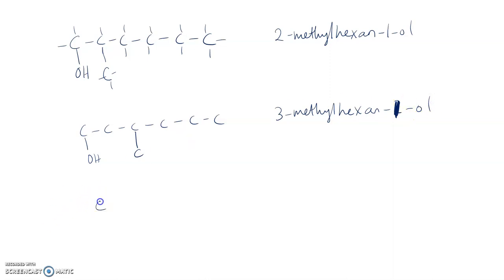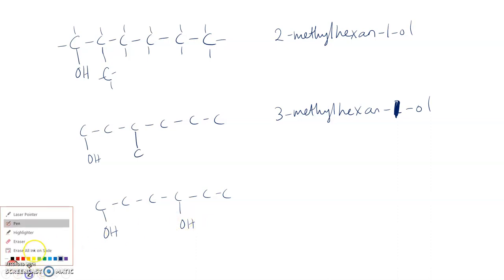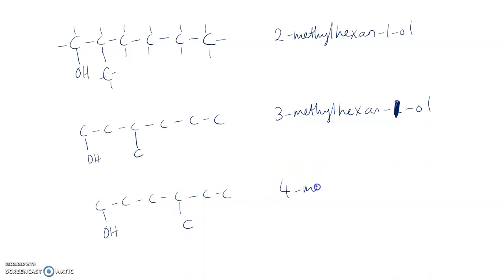Okay, then I can keep moving. I can keep moving the C. Alright, sorry, this is supposed to be a branch. Okay, I'll move the C over. Alright, so this becomes 4-methyl. Remember, in our numbering system, we can only number it once.